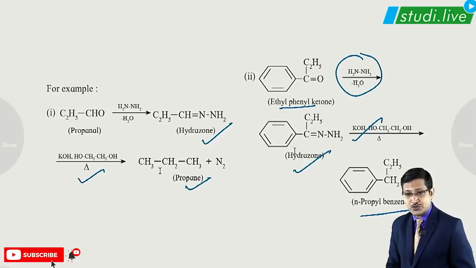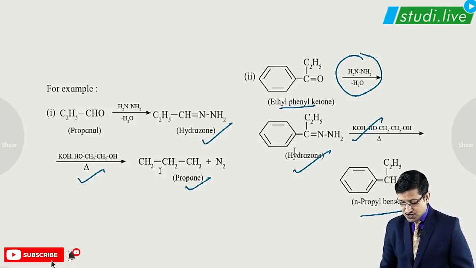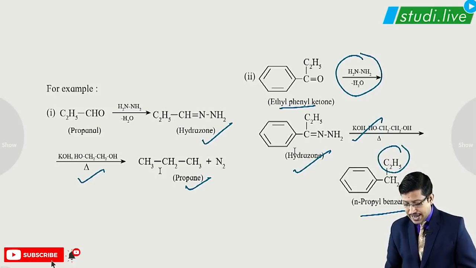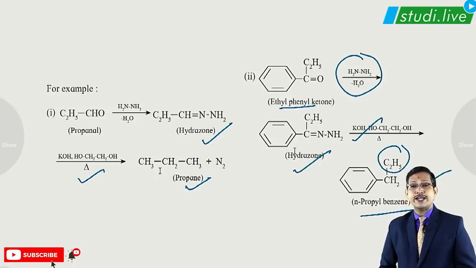This is the product here, you can see benzene ring with CH2 and C2H5. So benzene ring, CH2 and C2H5. So that is n-propyl benzene along with the removal of nitrogen gas.